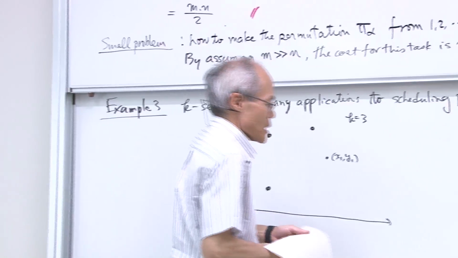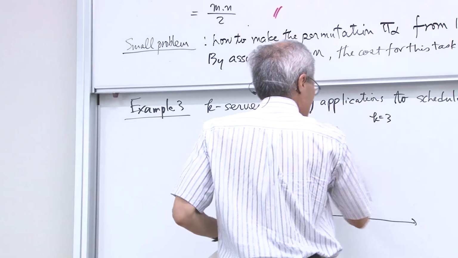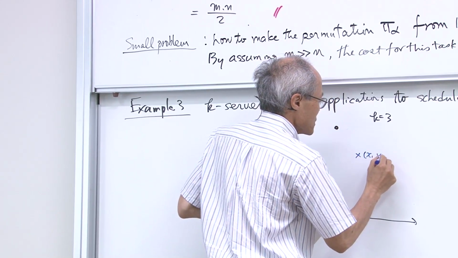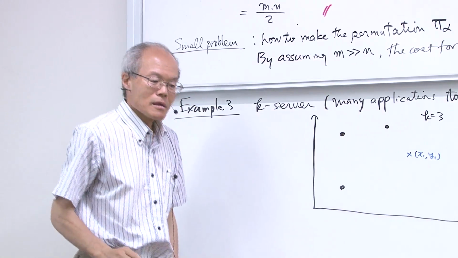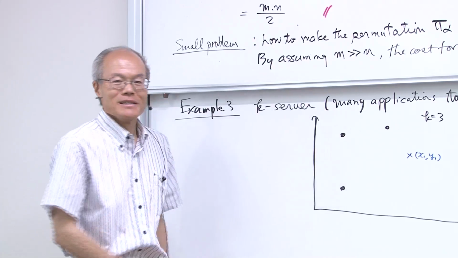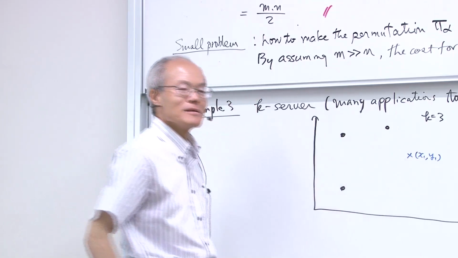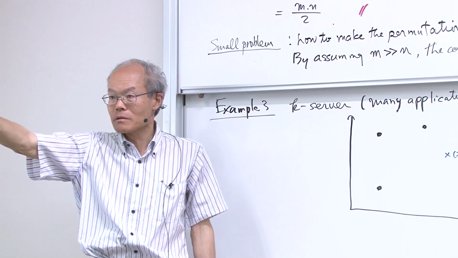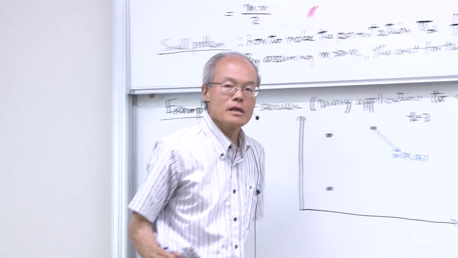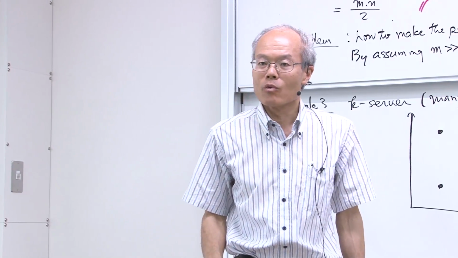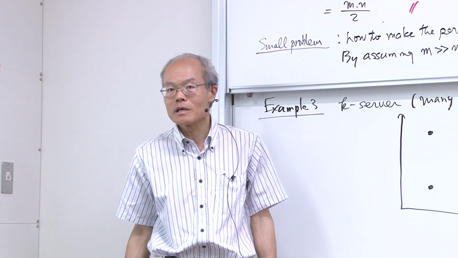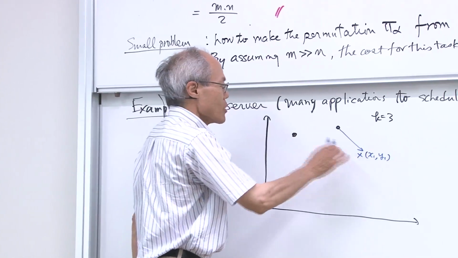I'll use a different color. This is the first request. Then our action is to move some server to the requested position. We have to move some server to the requested position. For example, you can move this server to here. Okay. So that is your action. What is your choice? Your choice, of course, is which server you should move. You can move this server, or this server, or this server.